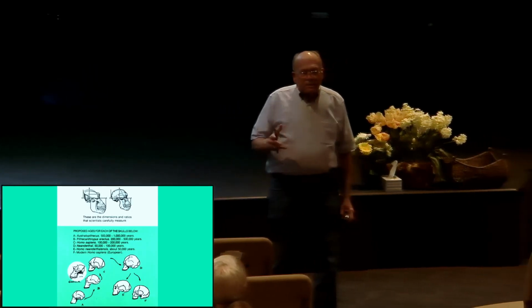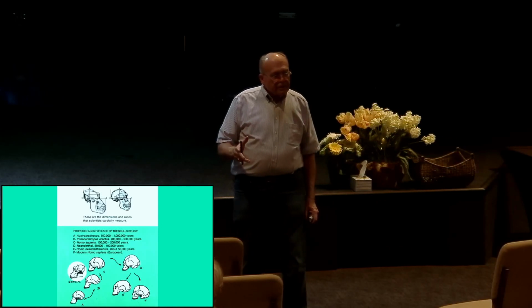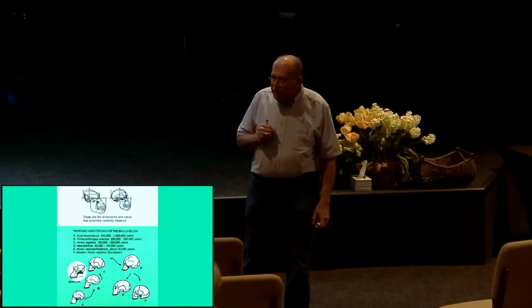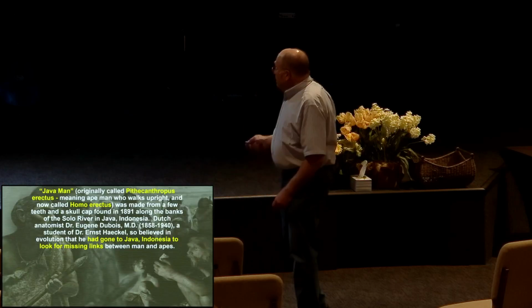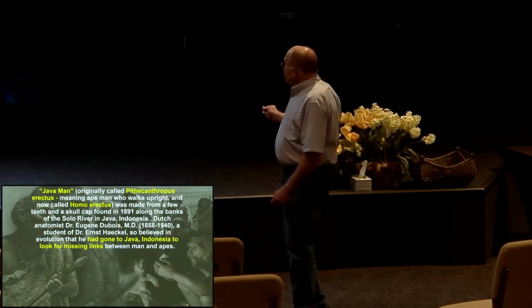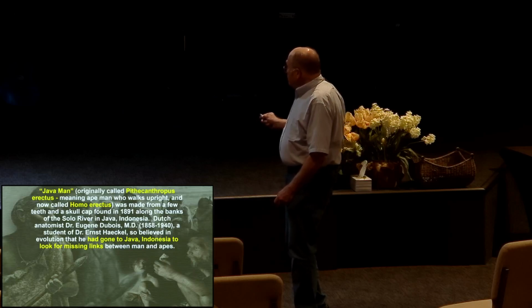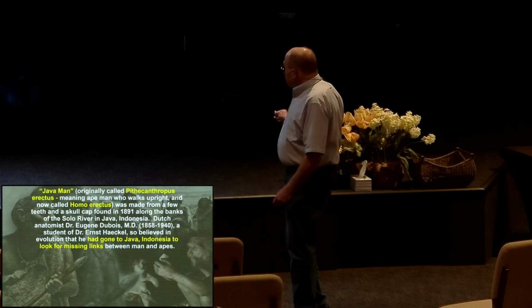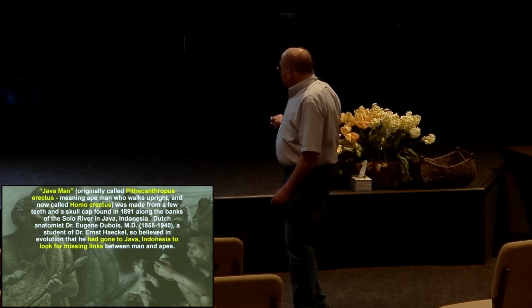But nonetheless, Java Man is the common name for this creature. So let's just talk for a moment about Java Man. Now, Java Man, originally called Pithecanthropus erectus, the ape man who walks upright, is now referred to as Homo erectus, or man that walks upright. But was made from a few teeth, a single skull cap found in 1891 along the banks of the Solo River in Java, Indonesia. They were found under the leadership of the Dutch anatomist Dr. Eugene Dubois, MD.